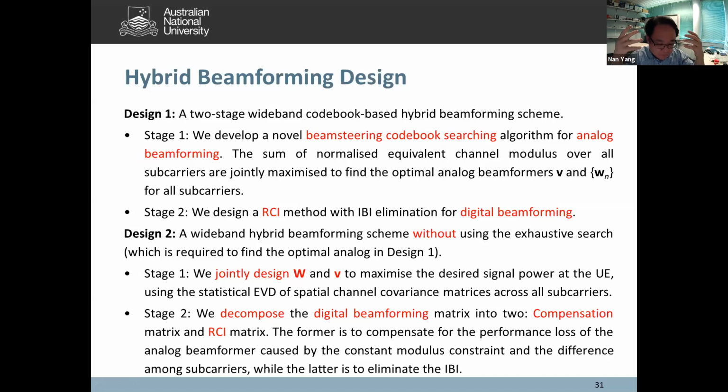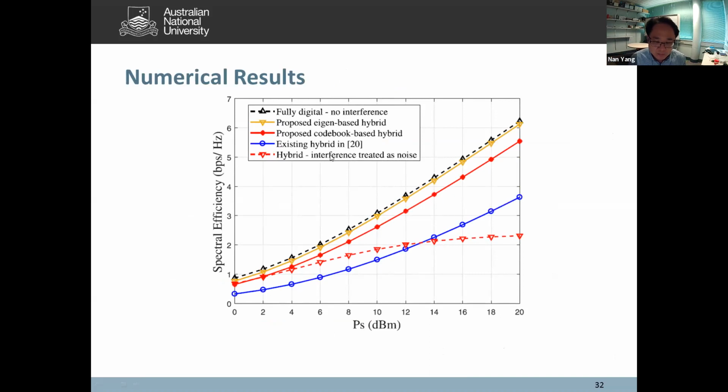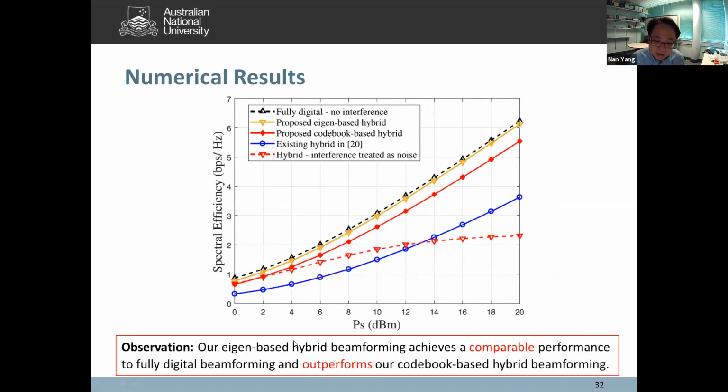Again, we provided the formulation and design details in the paper, so please feel free to look at the paper for details. For the results, we compare our proposed designs with the existing results and the fully digital performance. It is good to see that our eigen-based hybrid beamforming, which is design two, achieves a comparable performance to the fully digital beamforming, and it outperforms our codebook-based hybrid beamforming, the red curve, which is design one.